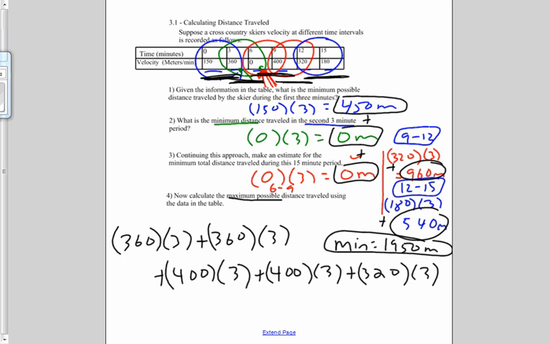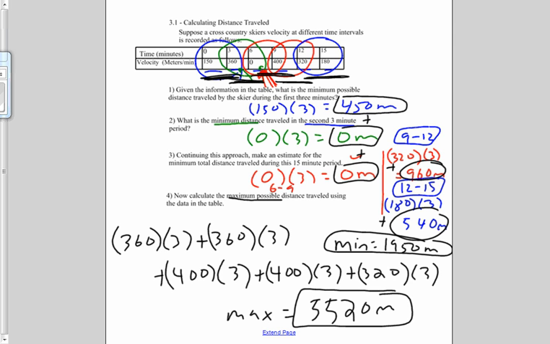So we add all these up, and we get our maximum approximation, 5,520 meters. Our maximum approximation is significantly bigger than our minimum approximation, and that's mostly because of those couple occasions where we were going 0 meters per minute for 3 minutes and then 3 minutes. So for 6 minutes in my minimum, I was going 0, whereas in my maximum, I was going pretty fast.